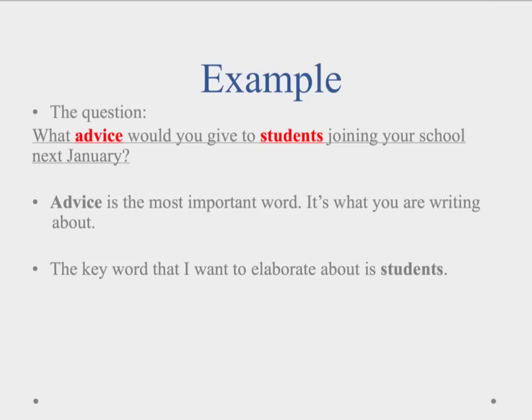So let me give you an example. Let's say you have the question like this: what advice would you give to students joining your school next January? So advice is the most important word. So you need to start your first paragraph by answering the question. The type of advice I would give students joining my school is, and you proceed to talk about the advice. And the key word that you want to elaborate about is students. So you will give a bit more examples of what kind of students you're talking about. So your paragraph should look something like this.